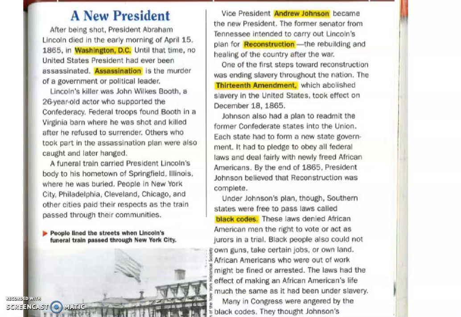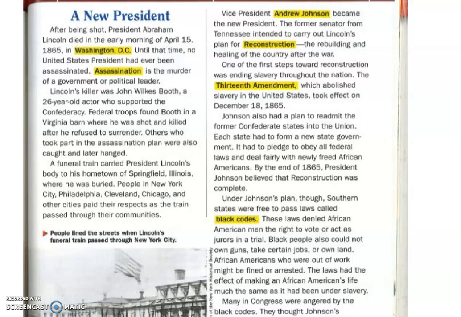Let's look at another text that talks about Andrew Johnson's plan. A new president. After being shot, President Abraham Lincoln died in the early morning of April 15, 1865, in Washington, D.C. Until that time, no United States president had ever been assassinated. Assassination is the murder of a government or political leader. Lincoln's killer was John Wilkes Booth, a 26-year-old actor who supported the Confederacy. Federal troops found Booth in a Virginia barn where he was shot and killed after he refused to surrender. Others who took part in the assassination plan were also caught and later hanged.